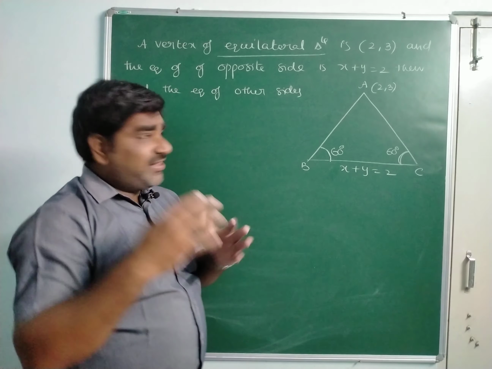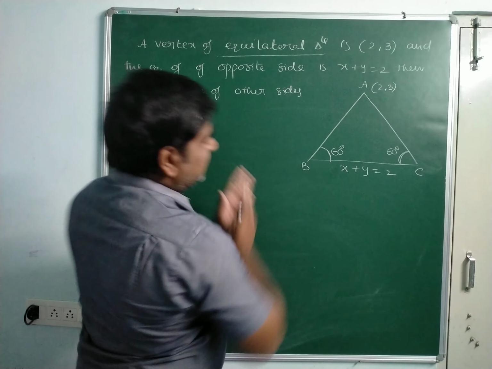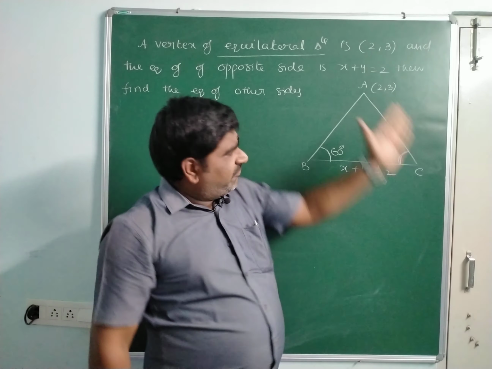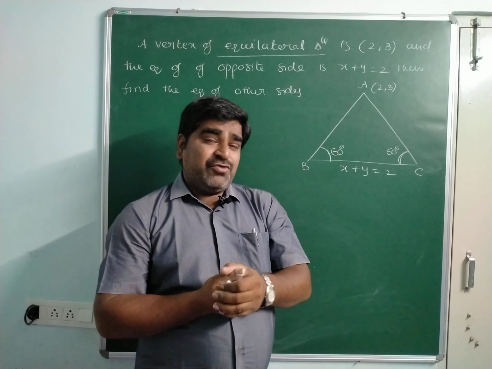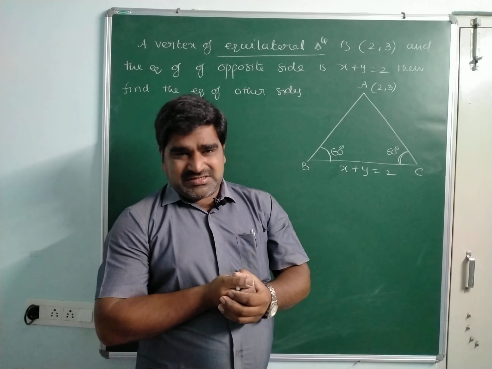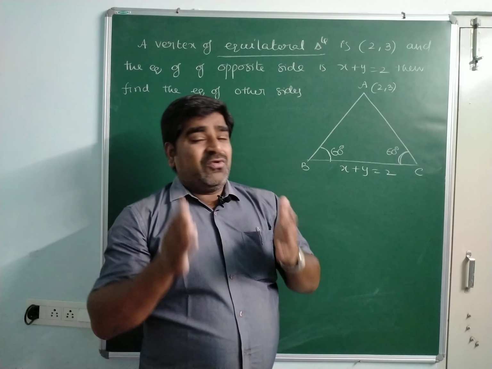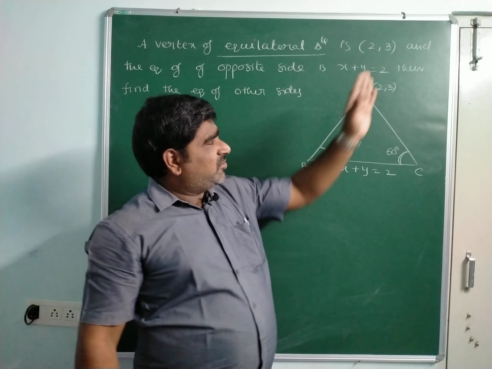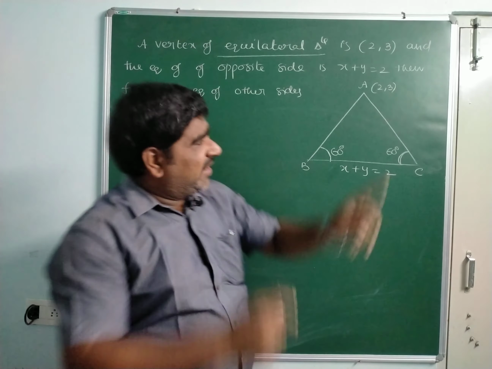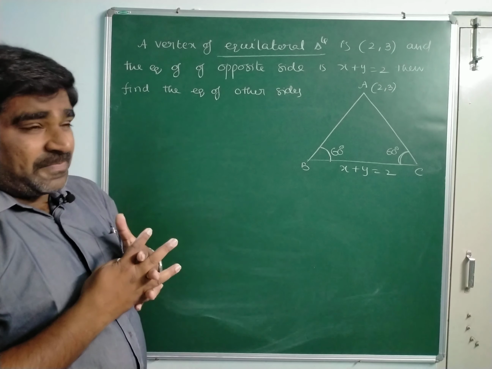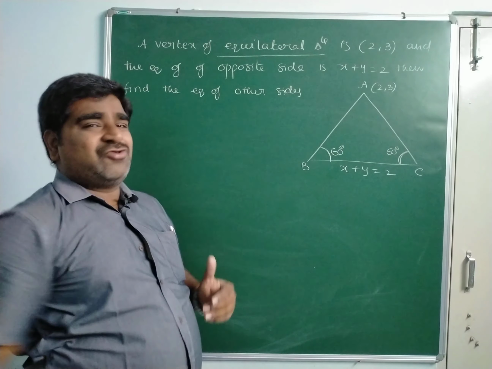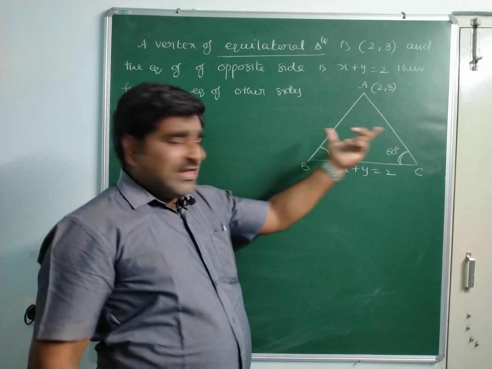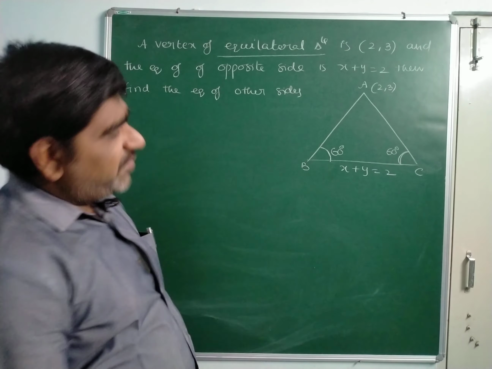So what do you want here? The equations of the other sides. That means you have to find the equations of AB and AC. Of course, AB and AC are two straight lines. If you want to find the equation of a line, what are the requirements? A point and a slope, or 2 points. Here AB and AC, both lines are passing through (2, 3). So the point is known. If you can find the slopes, then it is very easy to find the equations of AB and AC.